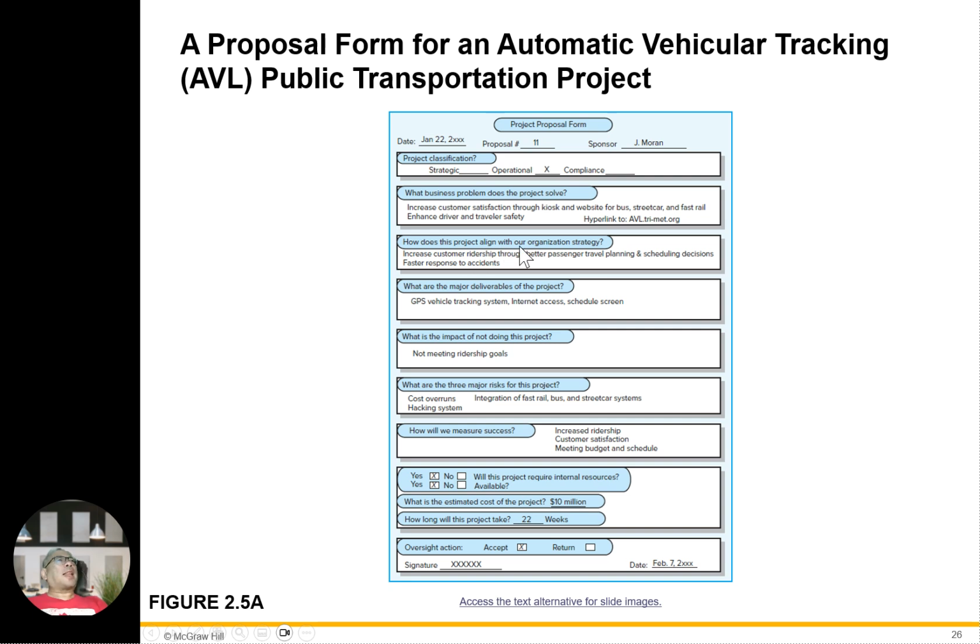How does the project align with the strategy? Increase customer leadership through better passenger travel planning and scheduling decisions and faster response to accidents because of the tracking system. What are the major deliverables? Using a GPS vehicle tracking system, internet access, schedule script. What is the impact of delivery? Not meeting ridership goal, the impact.